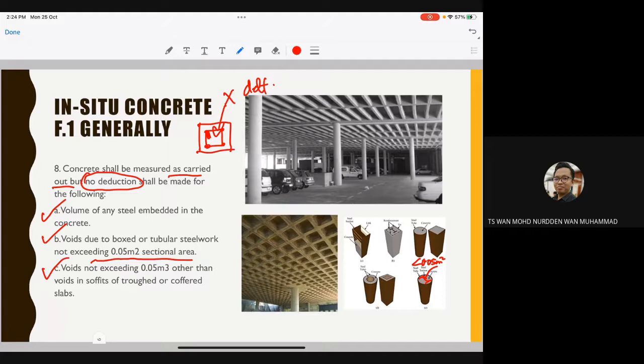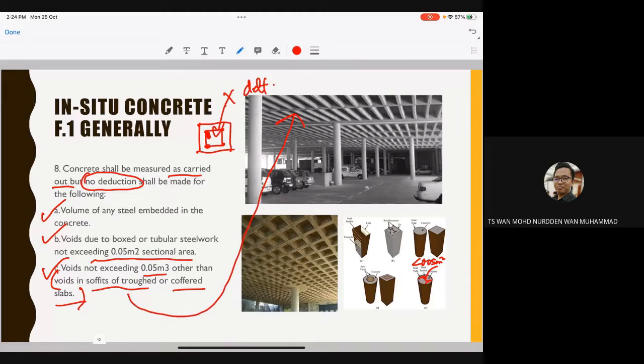voids not exceeding 0.05 meter cube other than voids in soffit or trough or covered slab. Okay. Void not exceeding 0.05 meter cube, tak perlu buat deduction. Other than voids, kecuali lah, maksud kecuali voids in soffit of trough or covered slab. Apa maksud soffit of trough or covered slab? Saya bagi satu. Soffit of trough adalah yang ni.